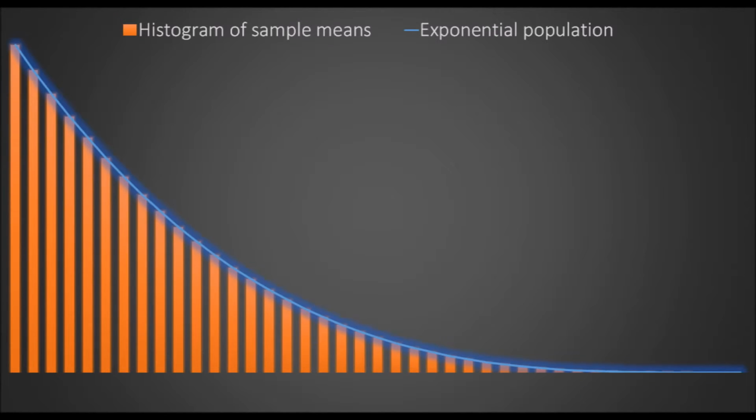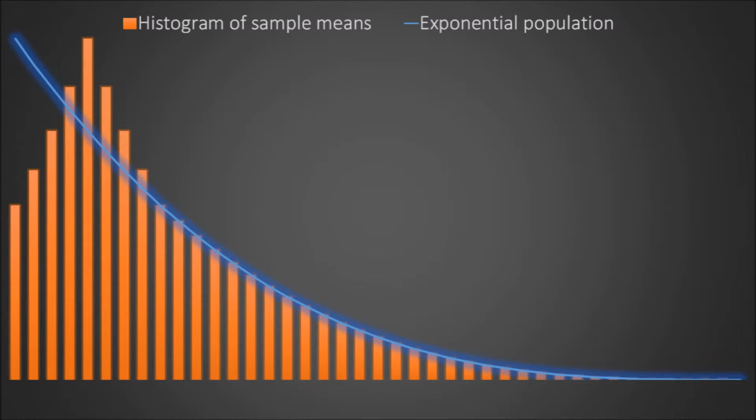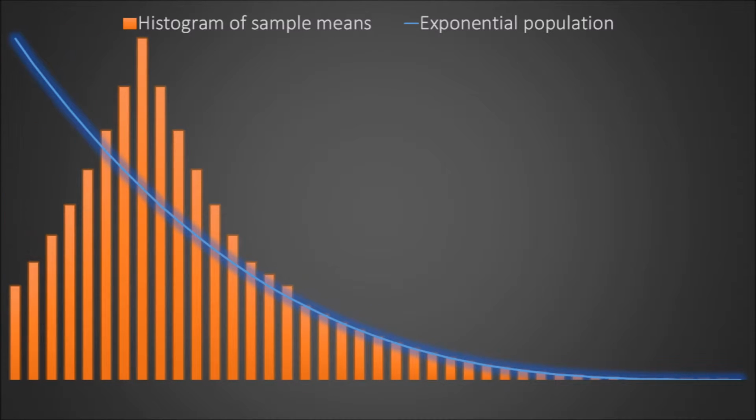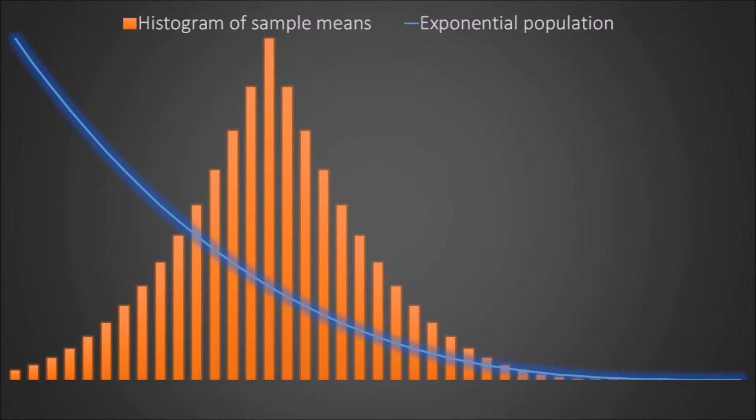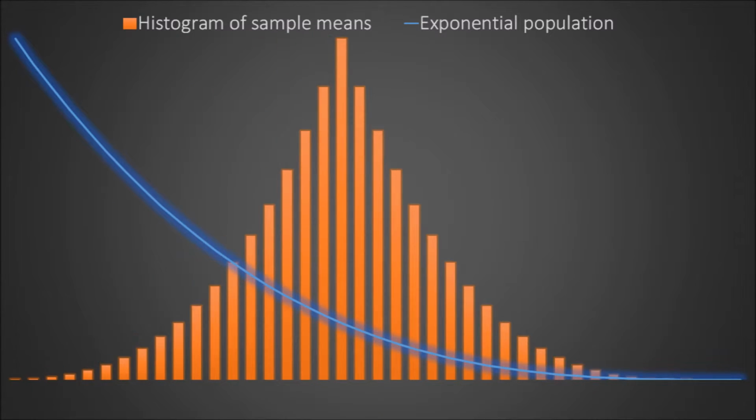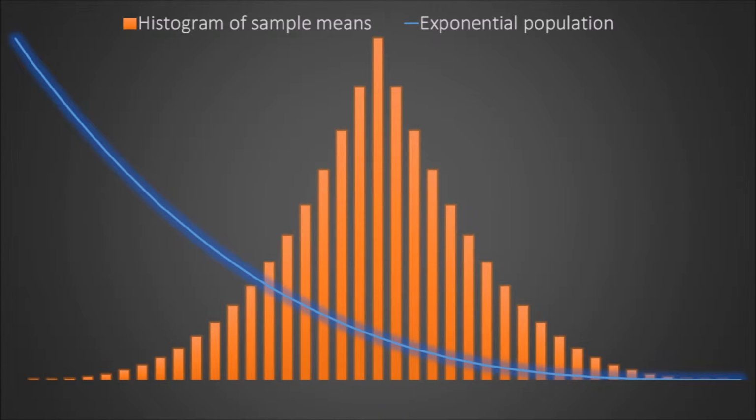Let's start with an exponential distribution, which is not normally distributed. It's skewed to the left or to the right. In our example, the exponential distribution is right skew. You'll see that when we increase the sample size of the sample means, the shape of the distribution gradually becomes less right skew, and once the sample size is large enough, the sample becomes normally distributed.